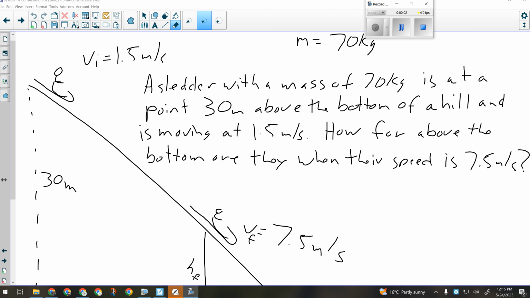So let's have a look at how this type of question works, because this is a prime example. In fact, you could get one like this on your unit or even final exam. It's exactly the type of question I would ask. So in this question, is this a work energy theorem question or is this a conservation of energy question? It's a conservation of energy question.